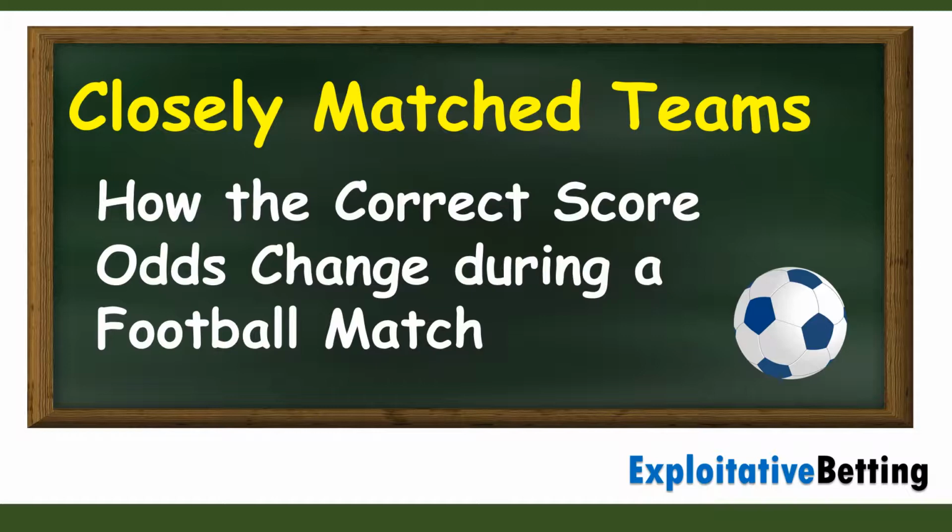Trading current scores is a popular method. In this video, I'll explain how the current scores change in a football match when the two teams are equally matched. This video is not meant as a system, it's just meant to describe how odds change throughout a football match.